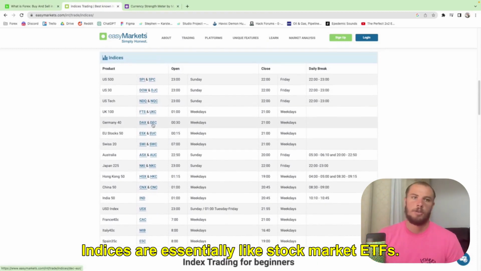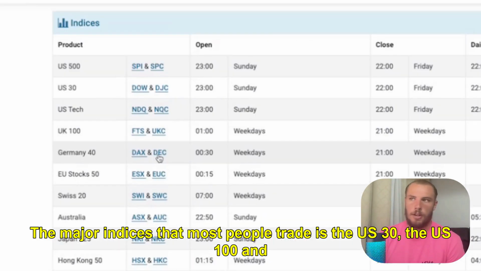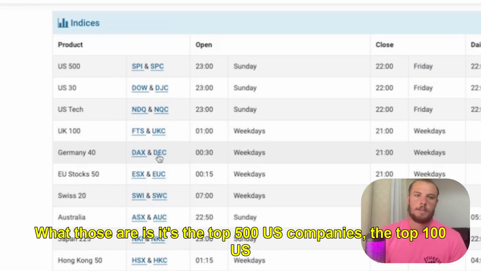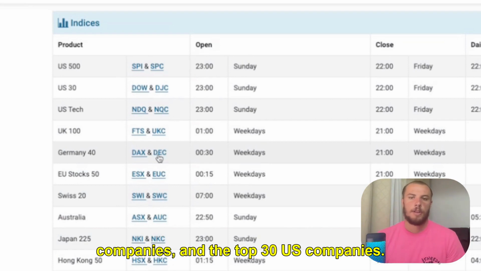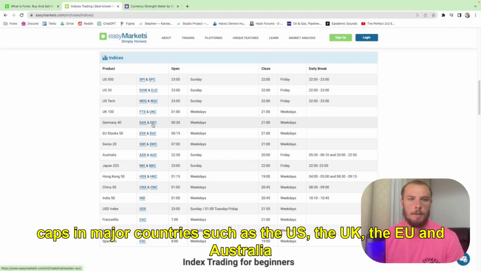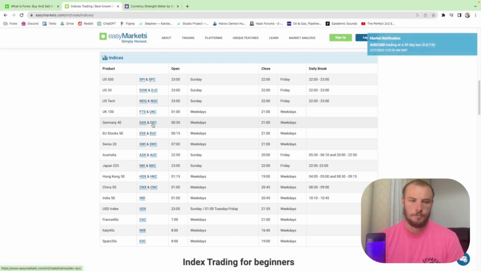Indices are essentially like stock market ETFs. The major indices that most people trade is the US 30, the US 100, and the US 500. What those are is it's the top 500 US companies, the top 100 US companies, and the top 30 US companies. So you're trading basically stocks of companies that make up market caps in major countries such as the US, the UK, the EU, and Australia, versus Forex pairs where you're trading currencies.